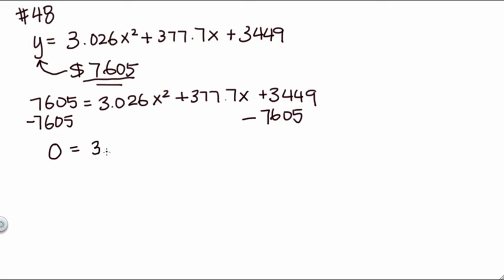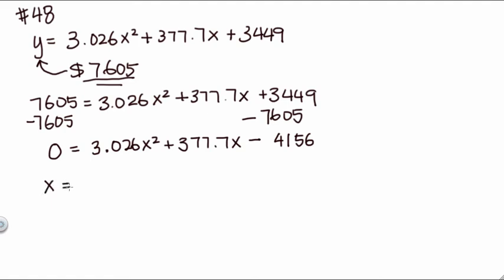So we get 0 equals 3.026x squared plus 377.7x minus 4,156 when you do the subtraction. So now that we have it in standard form, we don't want to sit and factor this because it's all decimals and it'll take us forever, if it is even factorable. So we have our useful tool, the quadratic formula, that we can use.